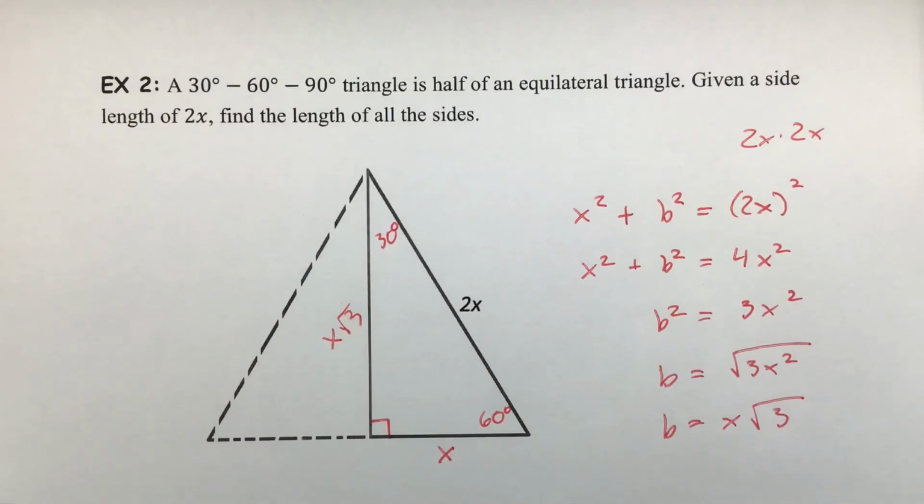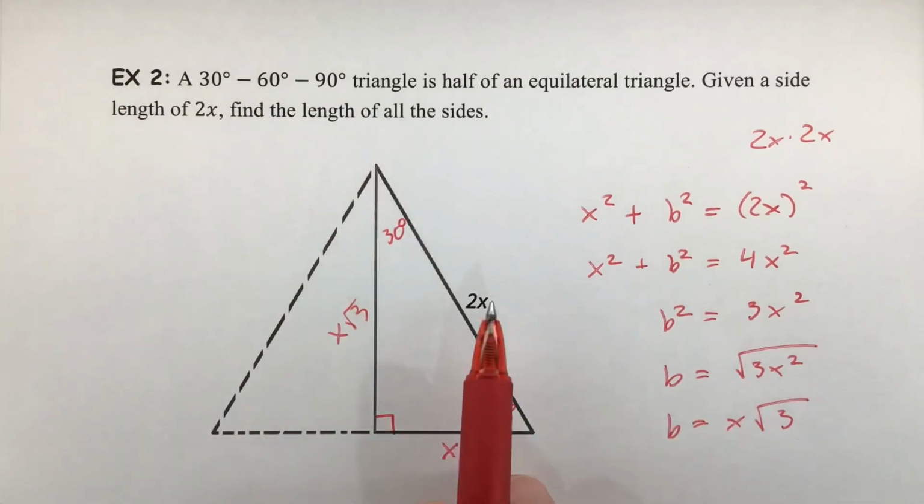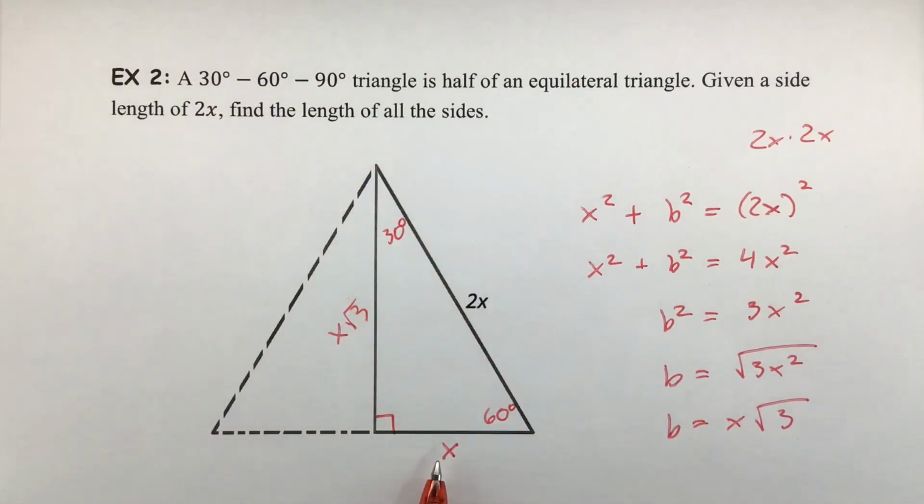So the way the shortcut works is if you did have a 30, 60, 90, you're only looking at that side here. The hypotenuse is going to be twice the length of the short leg, and the long leg is going to be the short leg multiplied by the square root of 3. That's the comparisons that we have here.